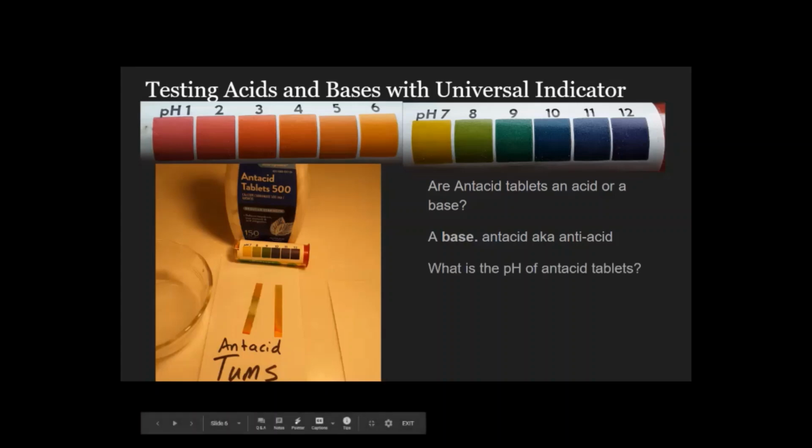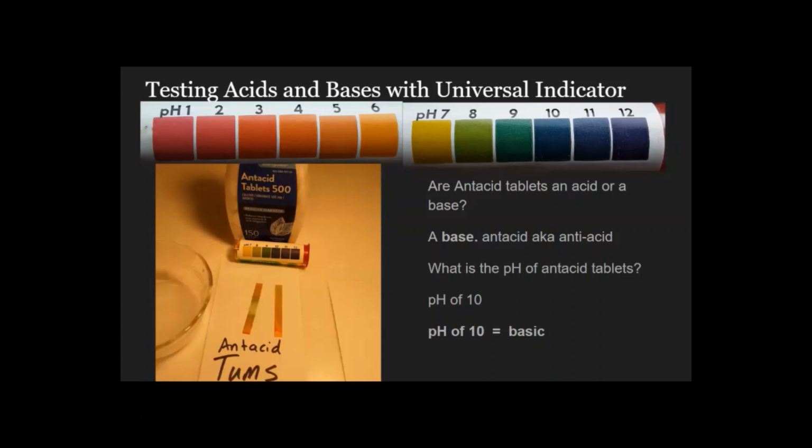So the pH of the antacid tablets was right around here. It was a pH of 10, this nice blue. So if we know that antacid tablets are a base, and we know that they had a pH of 10, that means that a pH of 10 is a base. So we know this is an acid, pH of 2, a pH of 10 is a base.